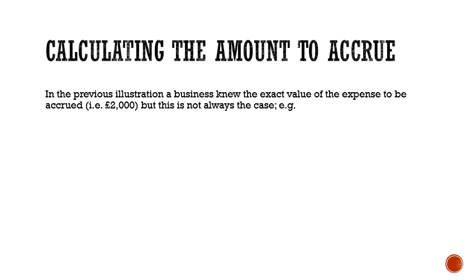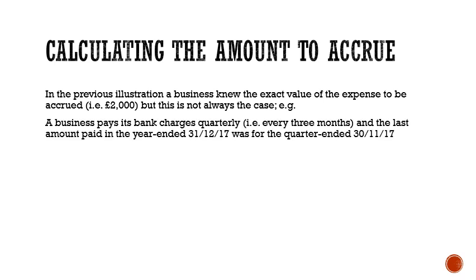Now, in my previous example, our business knew the exact amount of the expense or cost that had to be accrued, £2,000. It was very clear, the amount. But this isn't always the case, because often we receive bills for goods or services that cover a period of time, and it might not be that obvious initially how much of that cost relates to one accounting period and how much of that cost relates to the next accounting period. So let's have a look at an example, and then we'll explain how we deal with this issue.